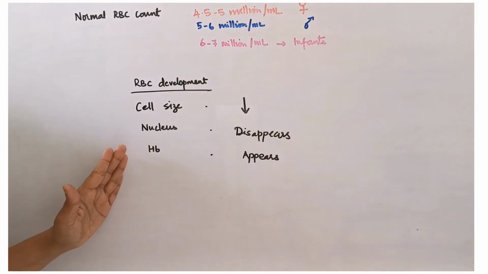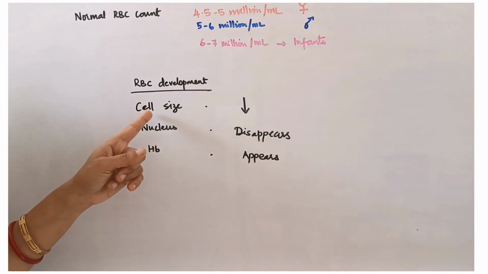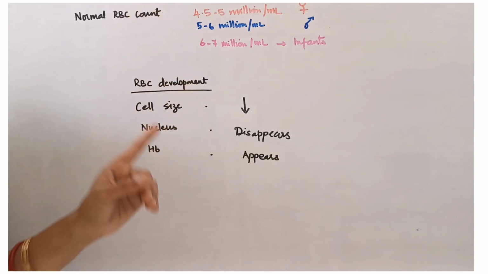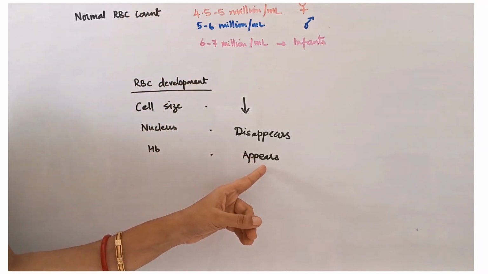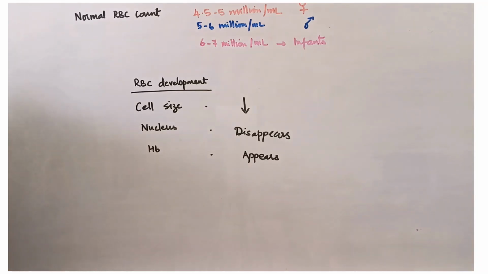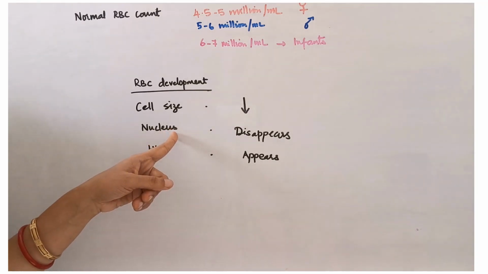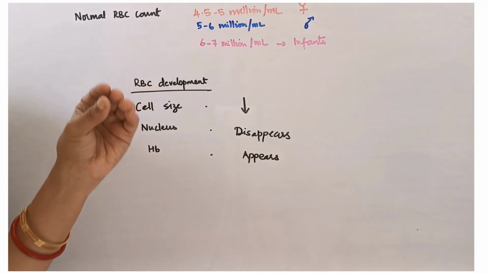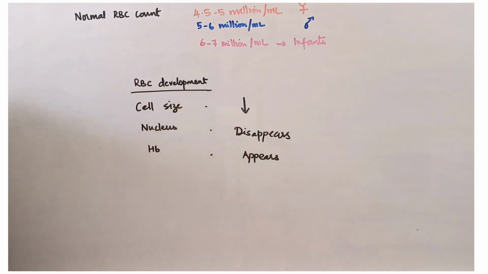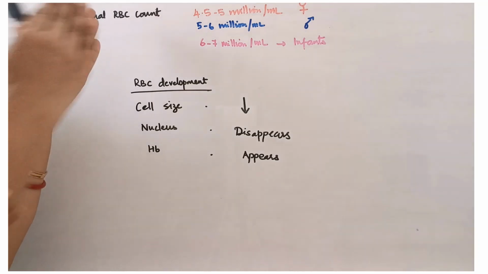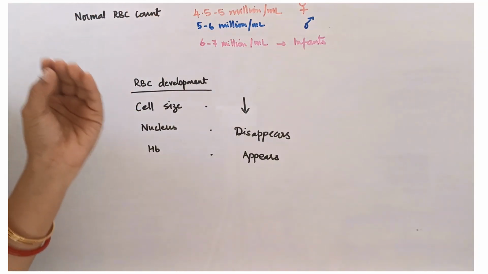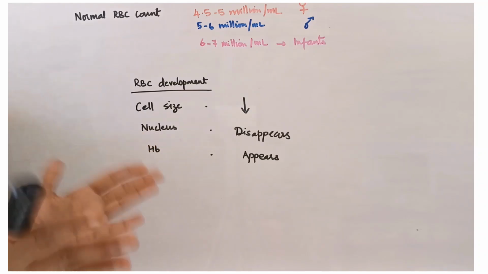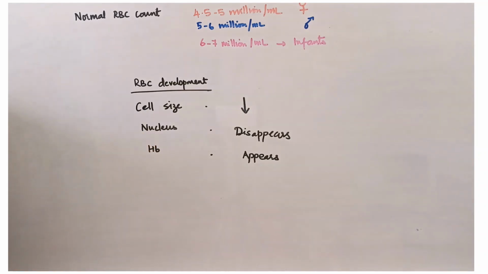So the stages of development of RBC is very easy. Initially, the cell sizes are big and they start decreasing. Hemoglobin, which is not present initially, starts appearing and increases. Nucleus and nucleoli that are initially present, they start condensing, and finally the nucleus is pushed out. So a mature RBC is small. They do not contain any ribosomes, do not contain nucleus, and is full of hemoglobin.